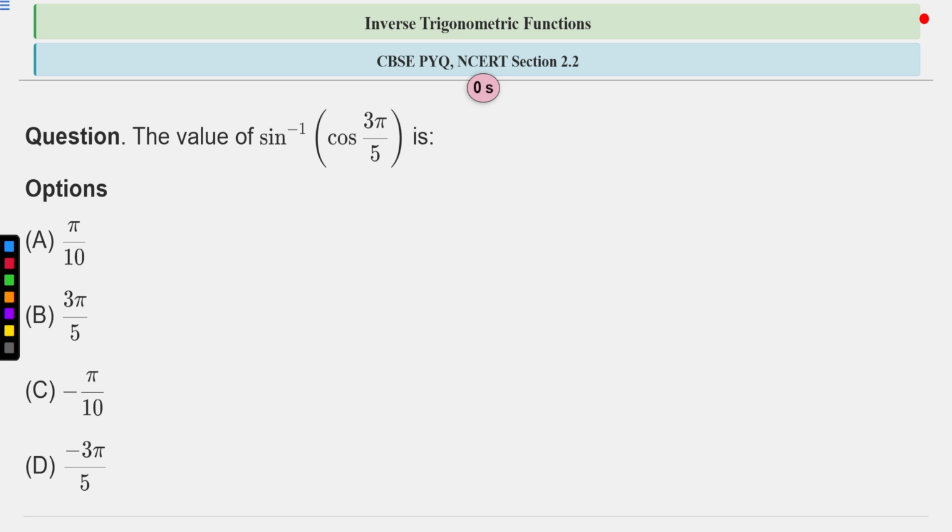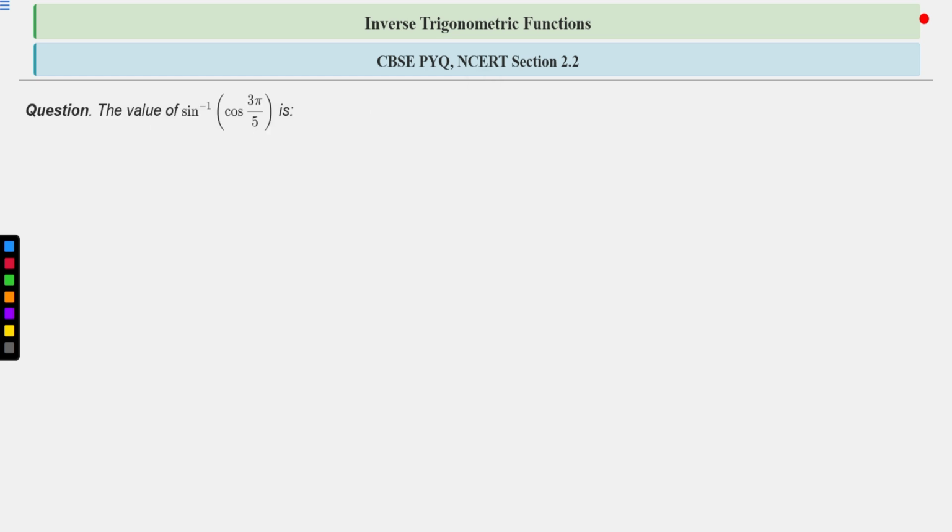Okay, let us move to the solution part. We basically have to find the value of sine inverse cos 3 pi by 5. So the correct option will be option C, minus pi by 10. Let us see the solution part.